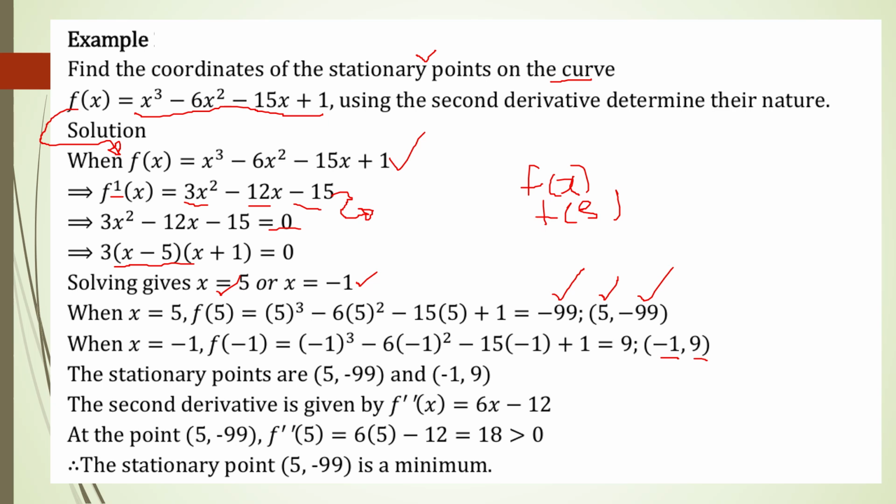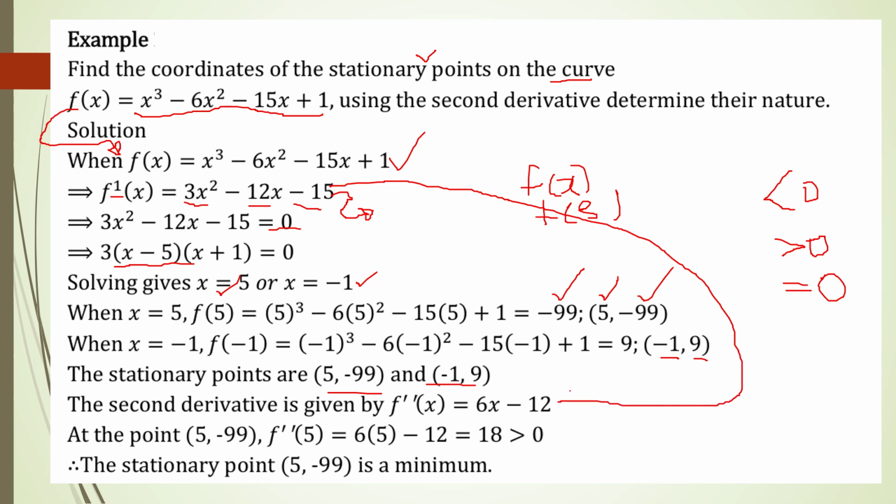So we are going to find the second derivative, and then substitute for the values of x, and see which one gives us what. We say that if it is greater than 0, it's a minimum point, and if it is less than 0, it's a maximum point. If the second derivative is equal to 0, we said it's a point of inflation. So our stationary points are this and that. We get the second derivative by differentiating our first derivative a second time, and we end up with 6x minus 12. Then we bring in our points to test them out, and substitute for the values of x.